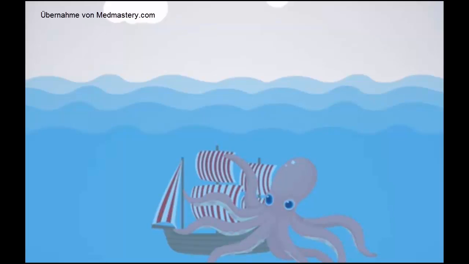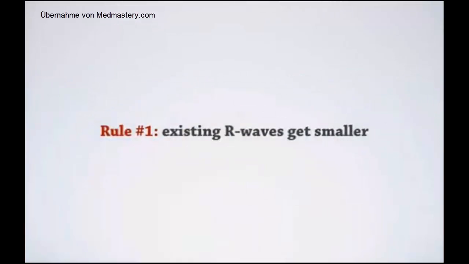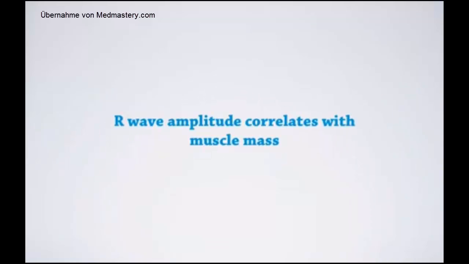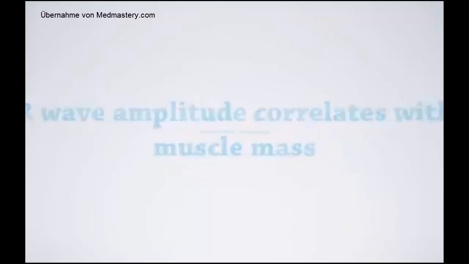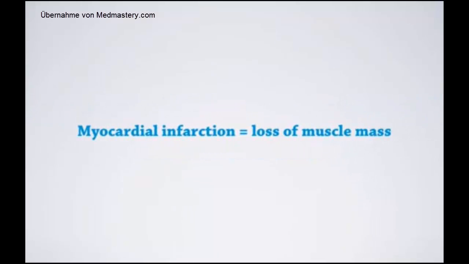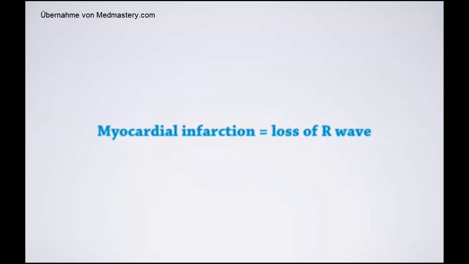You should remember that the following two rules apply in the setting of myocardial scarring. Rule number 1: existing R waves get smaller in the setting of myocardial infarction. As you know from ventricular hypertrophy, the R wave amplitude correlates with muscle mass. And since myocardial infarction is a loss of muscle mass, it's quite conceivable that myocardial infarction will also lead to a loss of R wave amplitude.